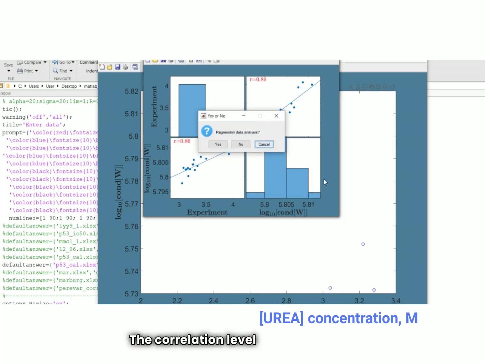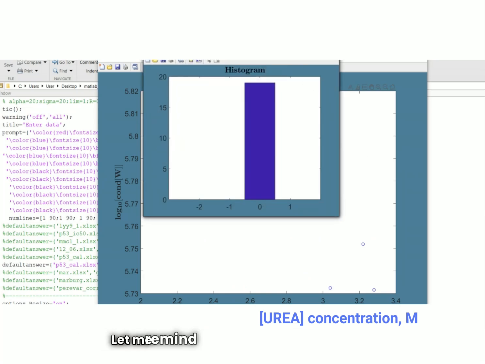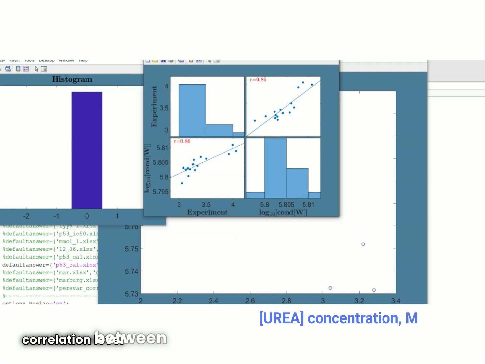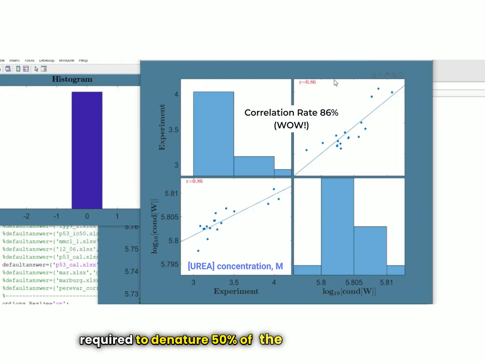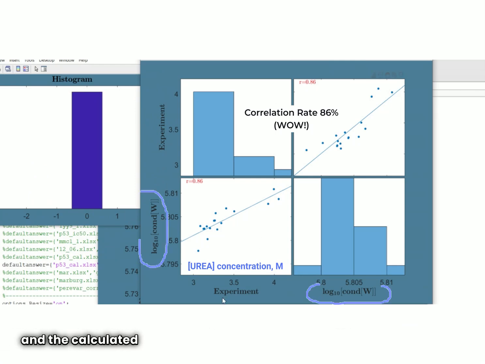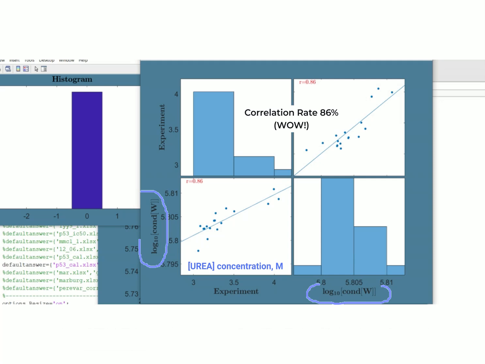The correlation level for the selected databases was 86%. Let me remind you that this is the correlation level between the concentration of the denaturant required to denature 50% of the p53 protein and the calculated stability parameter, the condition number, which is a quantum mechanical quantity.